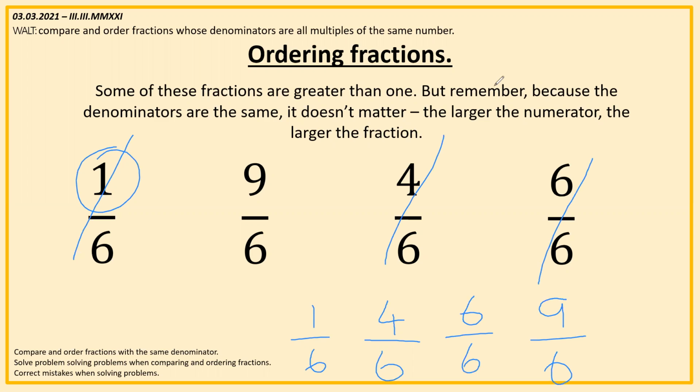So even though this fraction here is equivalent to 1, and this fraction here is equivalent to 1 and 3/6, they're still in the correct order. We've still got 1/6, then 4/6, then 1 whole, then 1 whole and 3/6. So if you've got improper fractions like this, you can still put them in order.